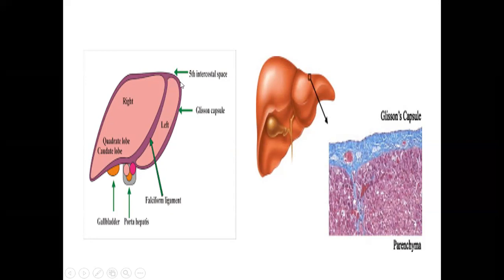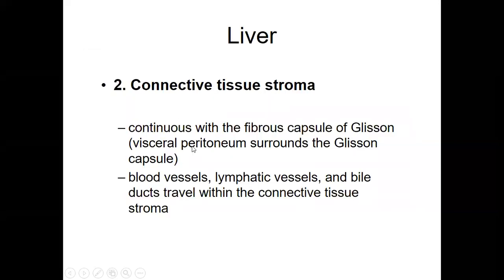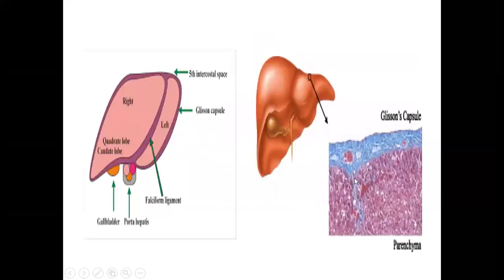You can see here, this is the Glisson's capsule. So just now we mentioned that the connective tissue stroma continues with the fibrous capsule of Glisson. So you can see here, this is the connective tissue stroma, right? So it continues with the Glisson's capsule.